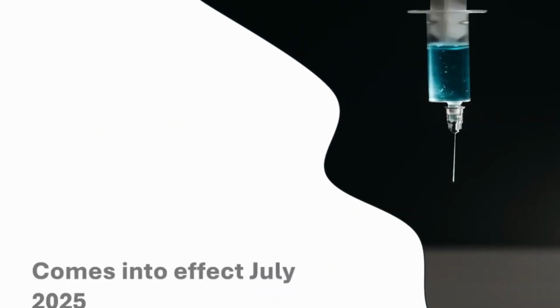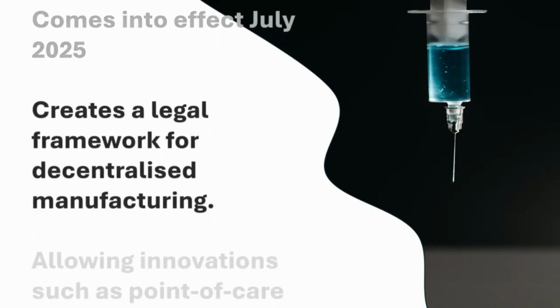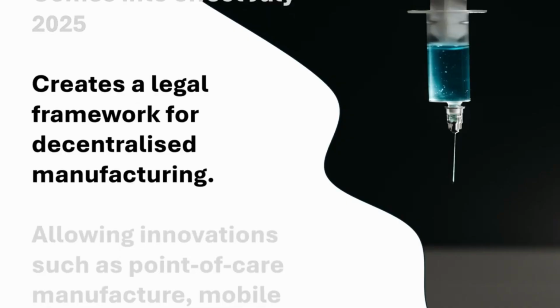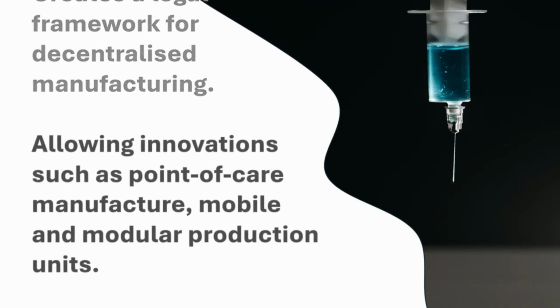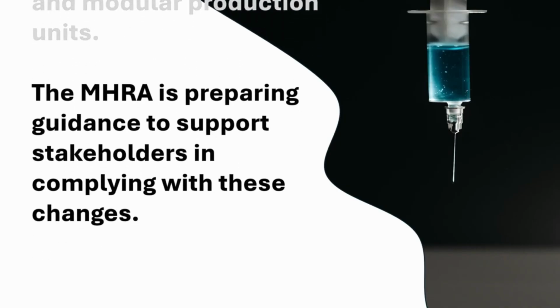Today we will be discussing the Decentralized and Point-of-Care Manufacture Framework, recently covered by the MHRA. The legislative framework will officially come into effect in the summer of 2025. This legislation creates a legal framework for decentralized manufacturing, allowing innovations such as point-of-care manufacture or mobile and modular production units to operate within new regulatory boundaries. The MHRA is preparing guidance to support stakeholders in complying with these changes.